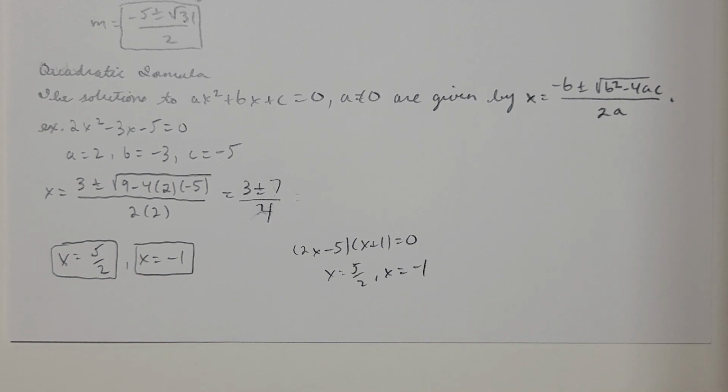Well, 3 plus 7 is 10. 10 over 4 reduces to 5 halves. And 3 minus 7 is negative 4. Negative 4 over 4 is negative 1. Okay, so those would be the two answers there. You always have two answers whenever you solve a quadratic. That will always happen, so keep that in mind.